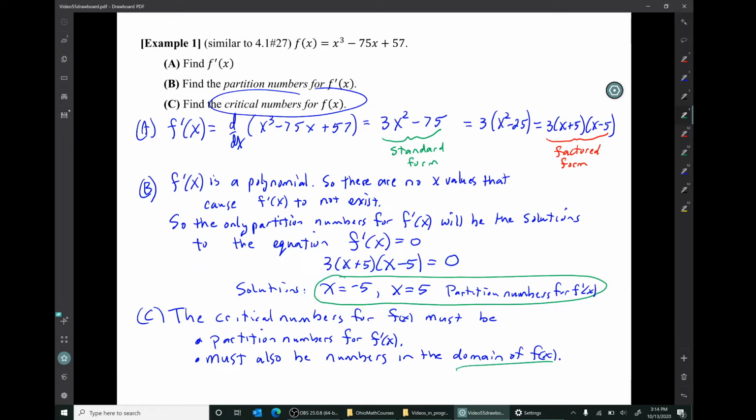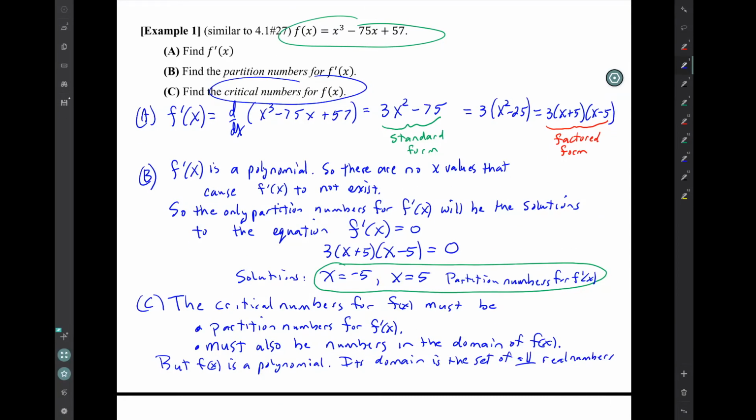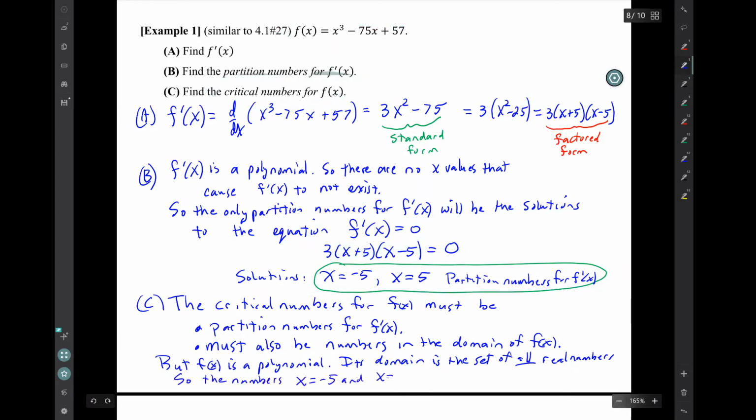Numbers have to be in the domain of f of x. Well, remember that f of x is a polynomial. So its domain is all real numbers. So that tells us that these two x values that are partition numbers for f prime are automatically critical numbers for f. So our answer to question C is that same pair of numbers, x equals -5 and x equals 5. Let's go on to the next example.